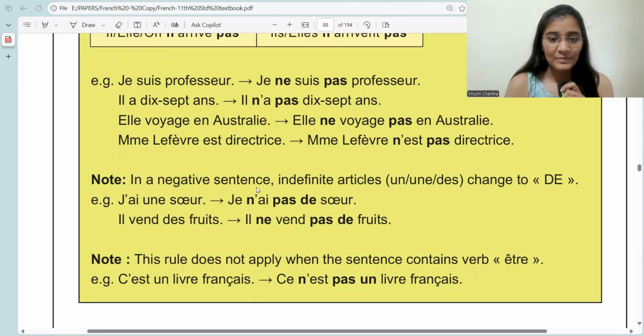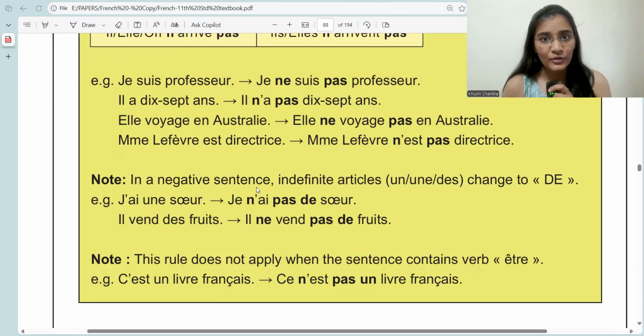Okay. Example. J'ai une sœur. I have a sister. Here une is an indefinite article in the positive sentence. So while making this sentence negative, we'll do what? Je n'ai pas. The verb is ai. So before ai we'll add ne. After ai we'll add pas. Since ai begins with a vowel, we'll add an apostrophe. Je n'ai pas. Une is replaced by de, in the same place. Je n'ai pas de sœur.